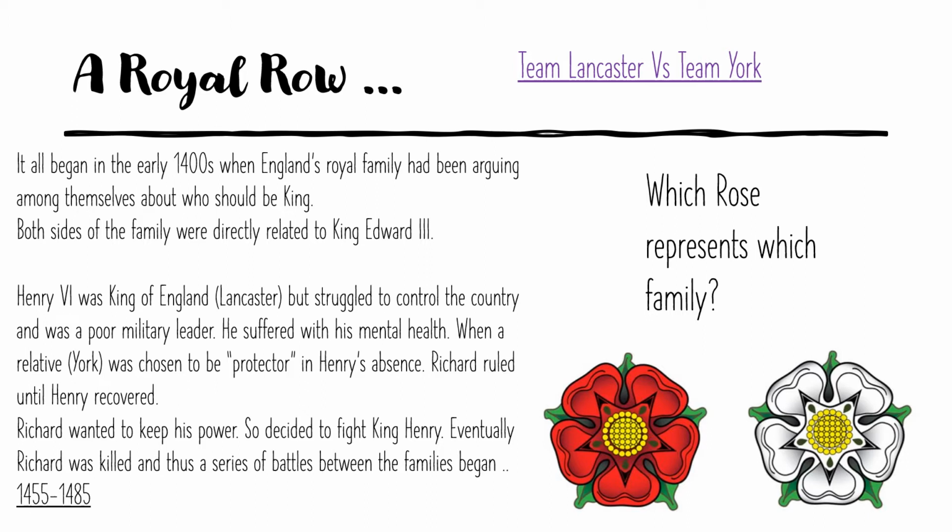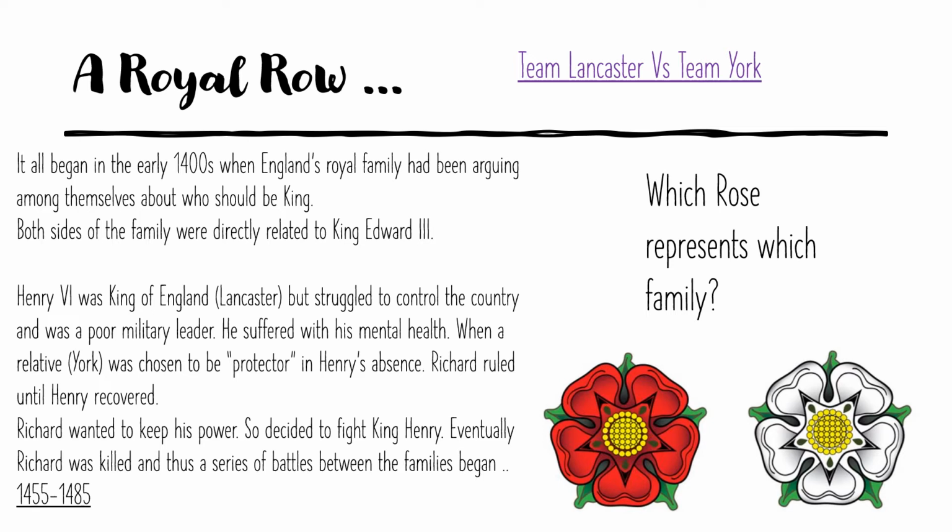Henry VI was King of England, and he was from the family or the House of Lancaster. But he struggled to control the country and was quite a poor military leader. So he wasn't very good in battle, which makes him quite weak. And obviously if you're living in England at this time, you're probably not going to put much faith in him. He also, unfortunately, really suffered with his mental health. And so sometimes he used to have to take periods where he'd go off because it was too much trouble and he just needed a bit of a break.